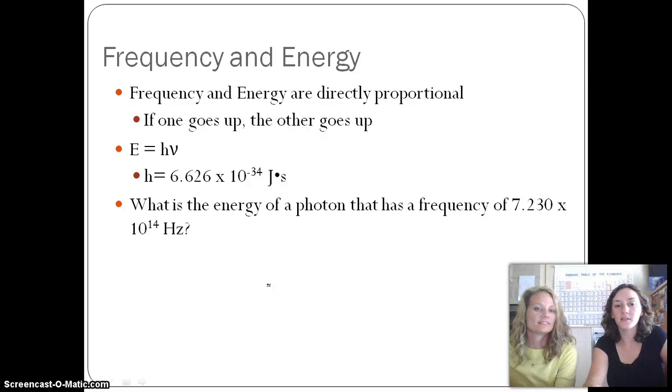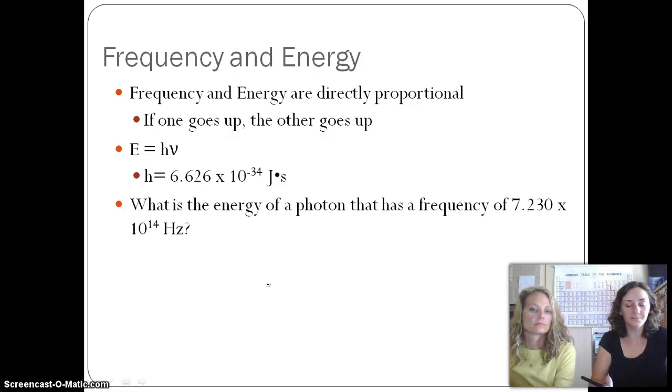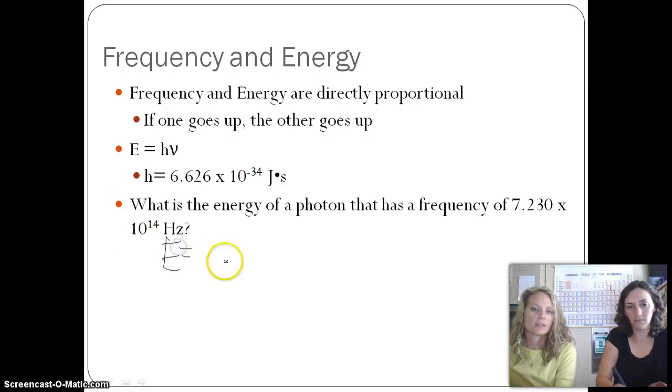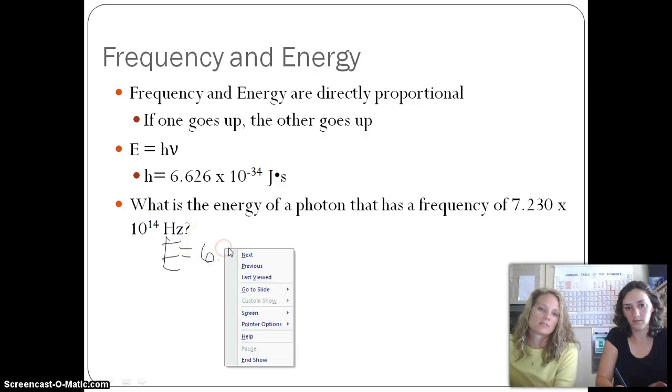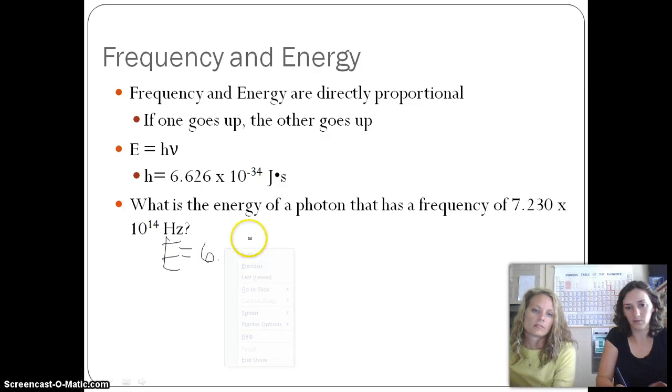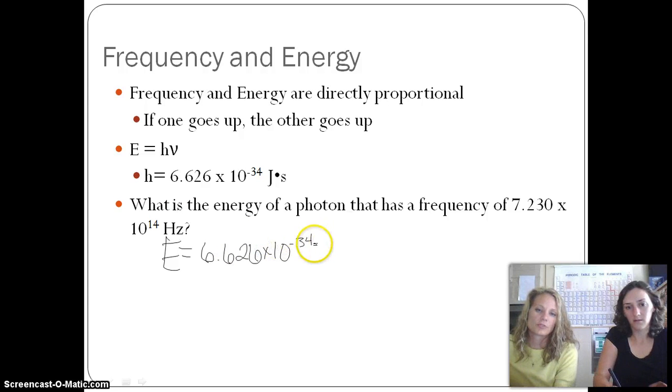So let's do a practice problem. What is the energy of a photon that has a frequency of 7.230 times 10 to the 14th hertz? Okay, so we're going to fill in our equation. What's the energy? E equals, that's our unknown. And we always know h is 6.626 times 10 to the negative 34 joules per second.